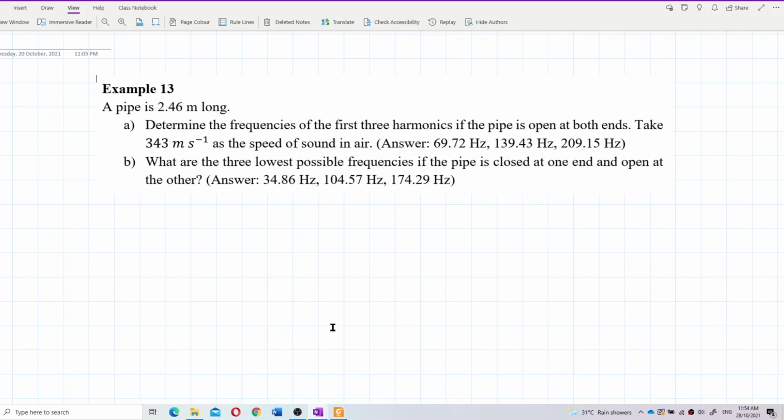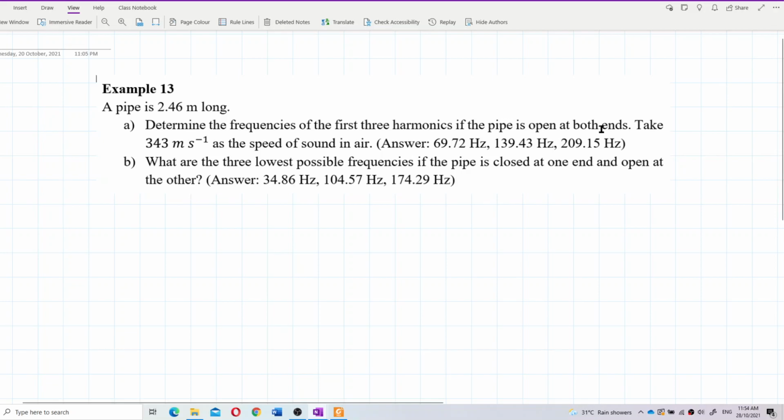Okay, let us look at this question. A pipe is 2.46 meter long. Okay, this is the length of the pipe. Determine the frequencies of the first three harmonics if the pipe is open at both ends. Take 343 meter per second as the speed of sound in air. Later on, what are the three lowest possible frequencies if the pipe is closed at one end and open at the other end?